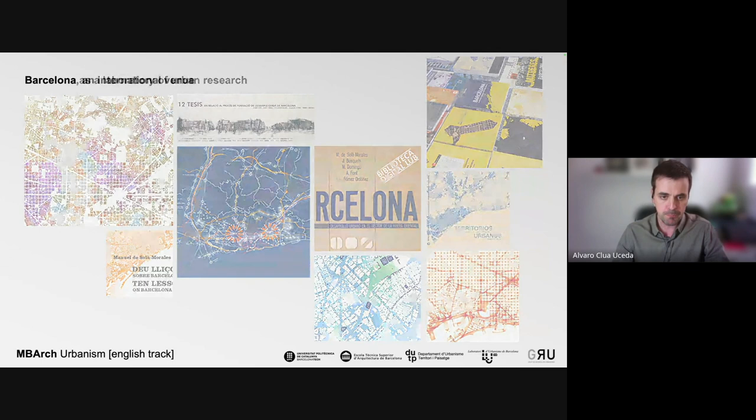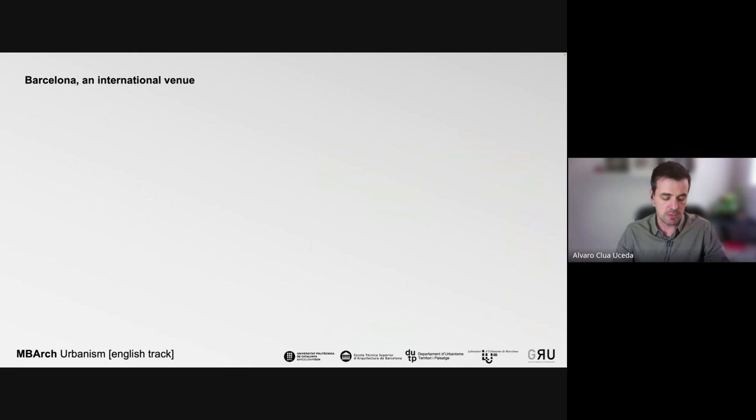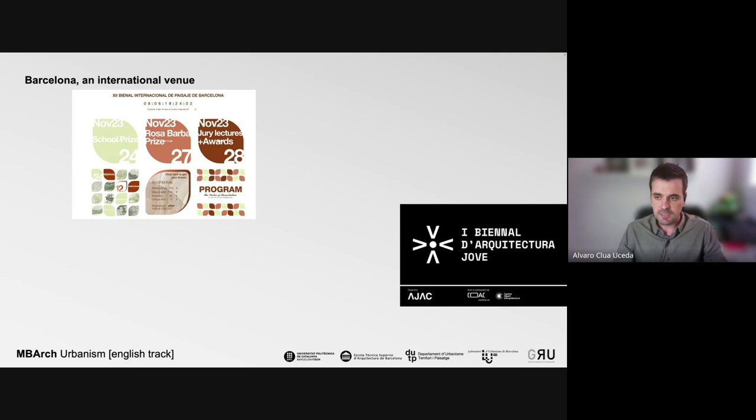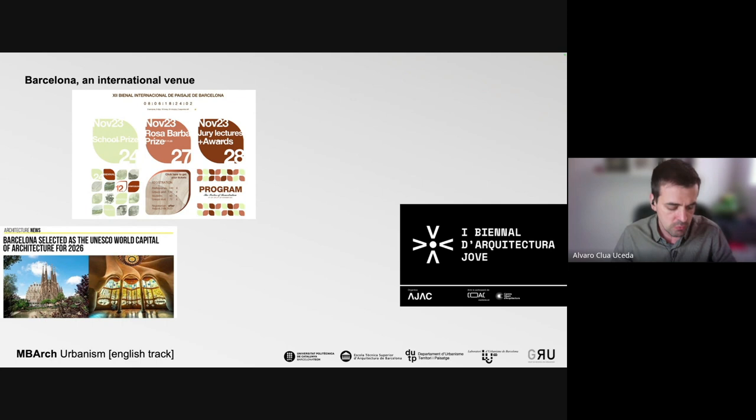But also, as you can imagine, it's an international venue, not only because it's a very touristic city, but also because, in terms of urbanism and urban research, we have different initiatives happening every now and then. For example, this is the International Biennale of Landscape, an important world prize in landscape urbanism. Then we also have landscape architecture. We also have initiatives that come from the young architects in Barcelona and Catalonia, like this Biennale d'Arquitectura Jove. Or, of course, as you know, in 2026 Barcelona is the UNESCO World Capital of Architecture, and for sure there will be a lot of events coming.